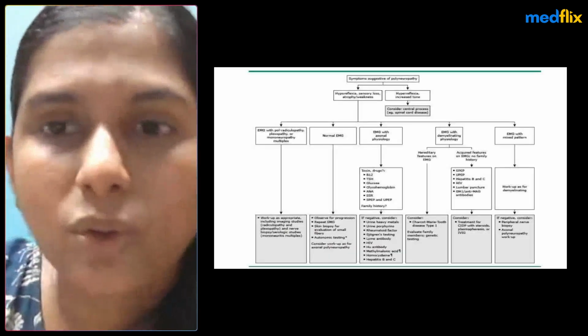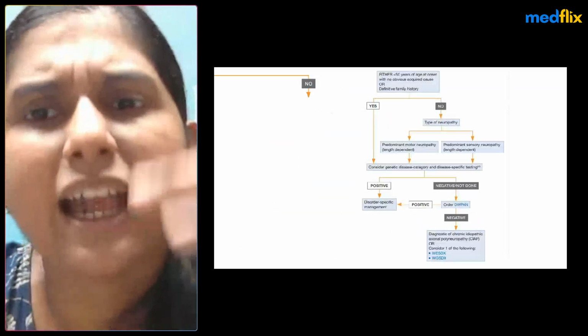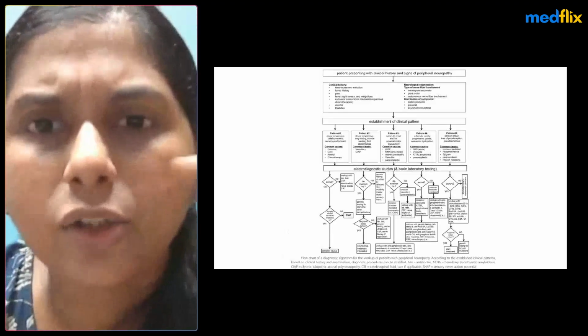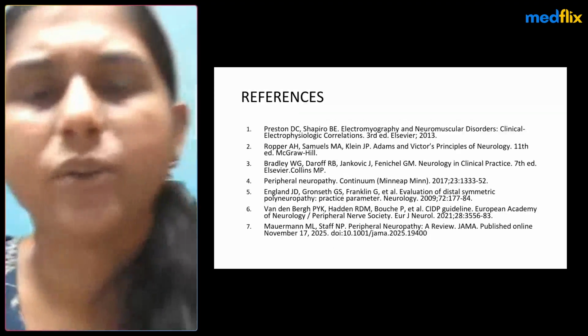So I won't go to the appendix, but for anyone interested, I have put a summary of basically everything and a guide for inherited neuropathies and something on patient education of what you can tell.